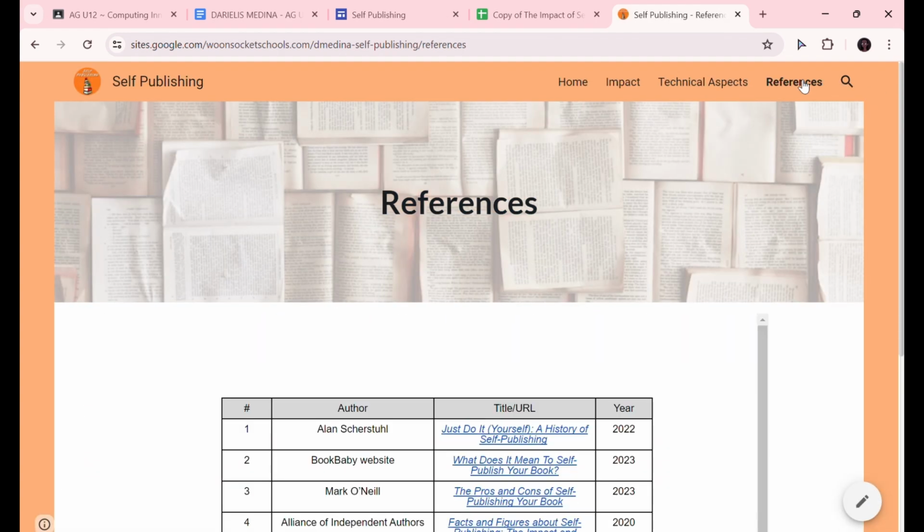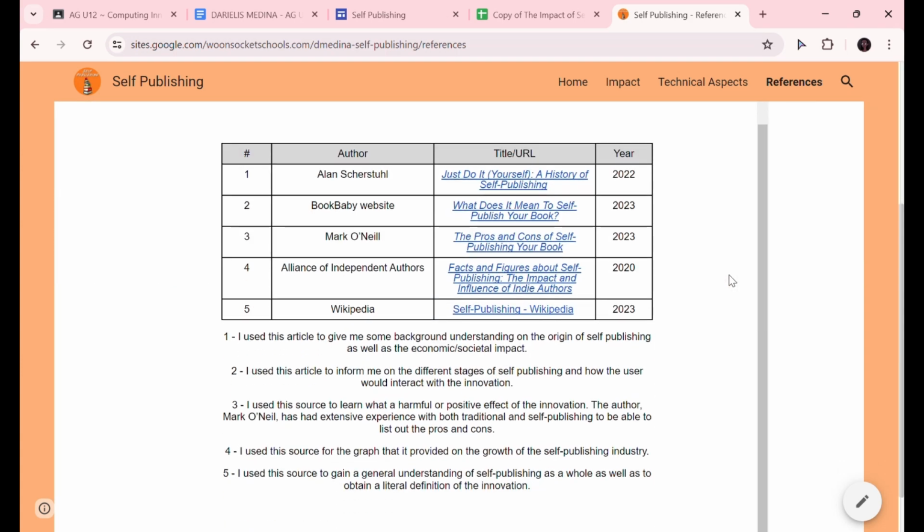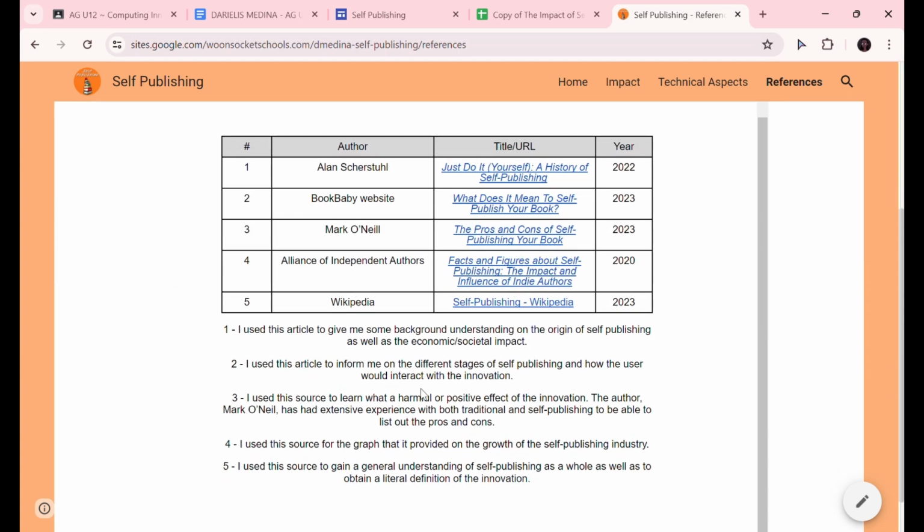Here are all of my references that I put in a table over here, with my annotations for the references. All of these sources were very useful in helping me define my answers and create this website. I feel like the one that helped me the most was actually Wikipedia.